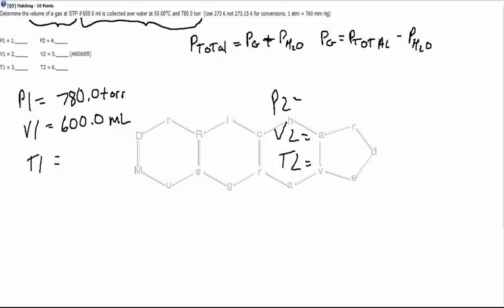And what I'm going to do is I'm going to say, well, P gas is P total minus P water. That's going to be 780.0 minus 92.5 millimeters of mercury, which I'm going to convert to torr. Millimeters of mercury and torr are one and the same. And that's going to come out to be 687.5 torr. Alright, so that's going to be the pressure once we take out the pressure of the water.